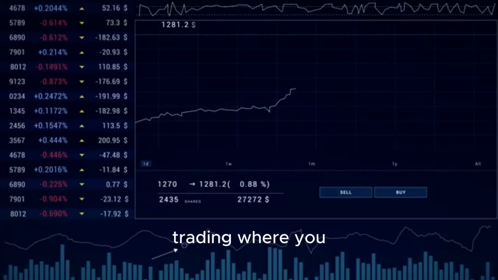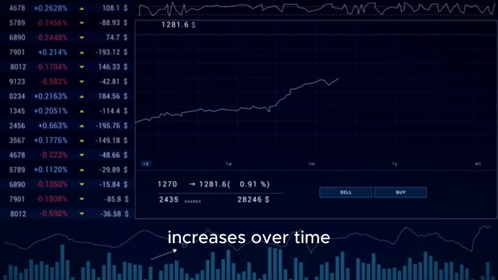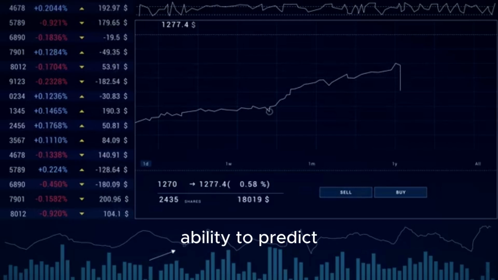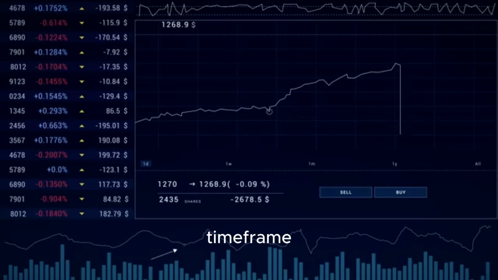Unlike traditional trading where you buy an asset and hope its value increases over time, binary trading is all about short-term price movements and your ability to predict them correctly within a set time frame.